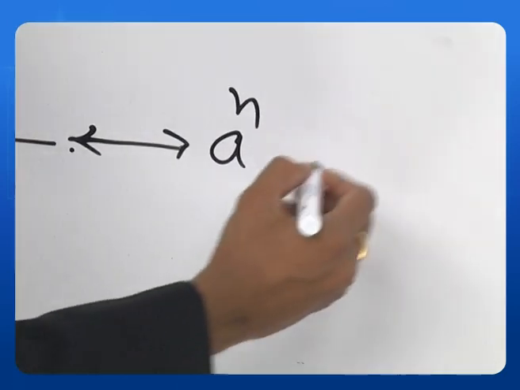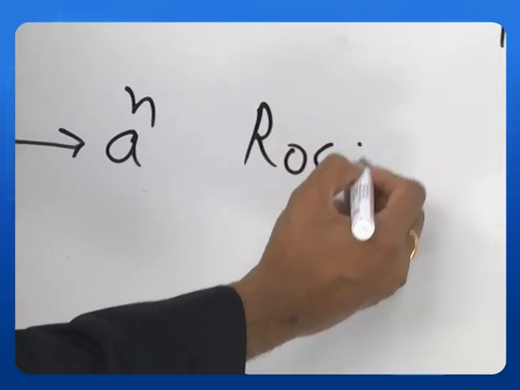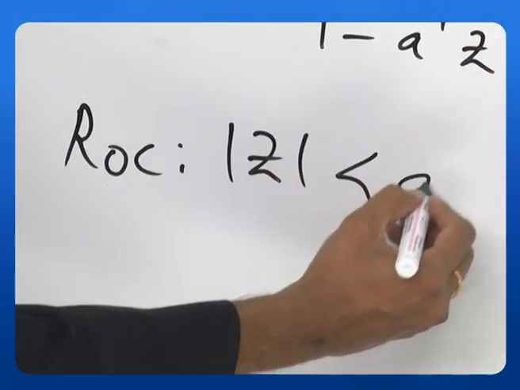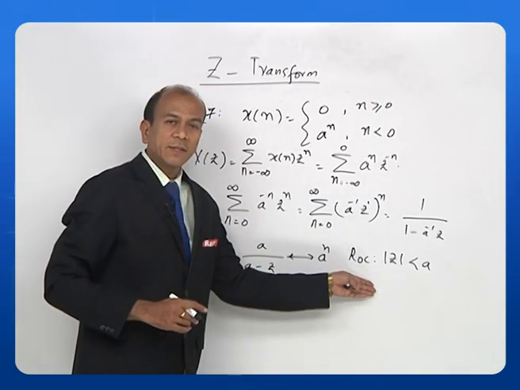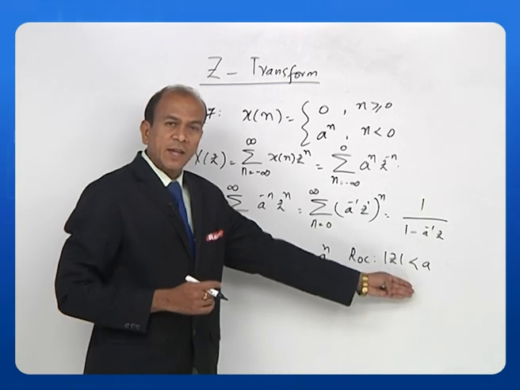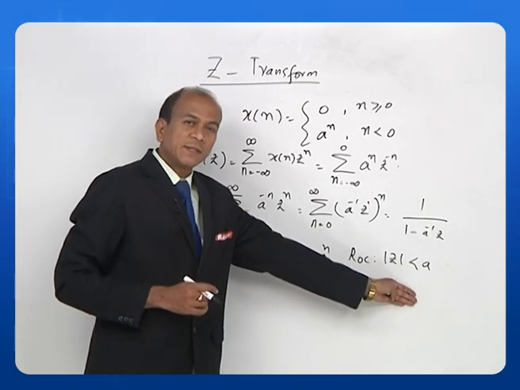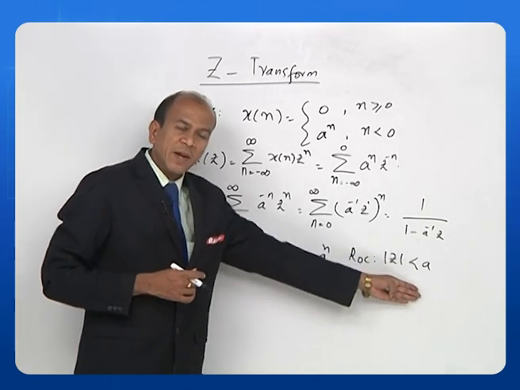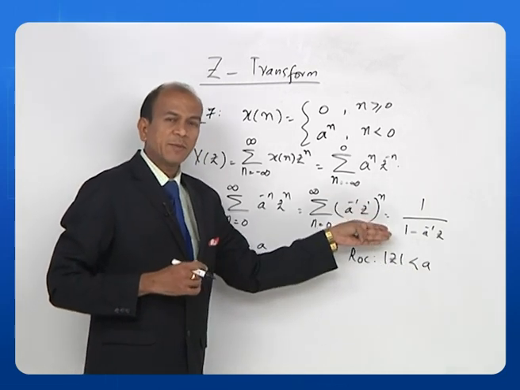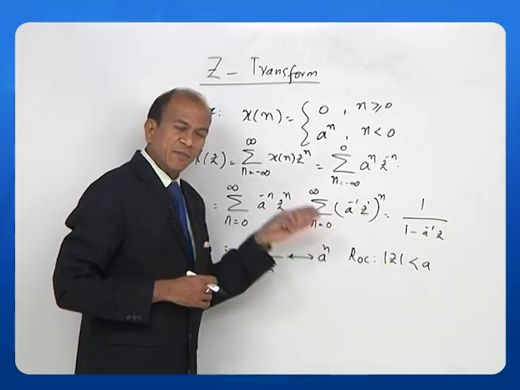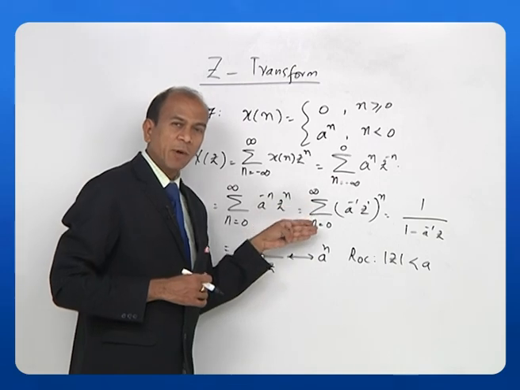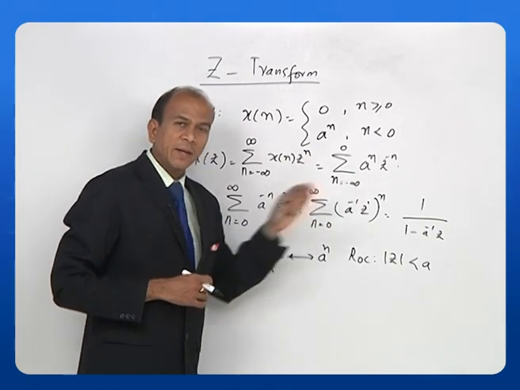What is the ROC for this? This will converge for mod z less than a. Earlier, the region of convergence was greater than a. Here, the region of convergence is less than a. If you remember the properties of ROC we have given earlier, this is a left-handed side function and this exactly satisfies the property which we discussed earlier. If you refer to problem number 6, there also for the right-handed side ROC we described certain properties which have been proved correct in that case also.